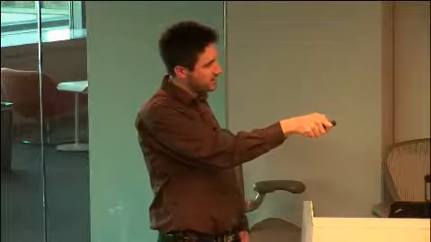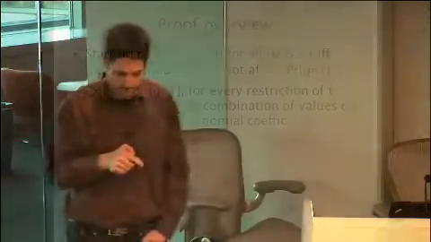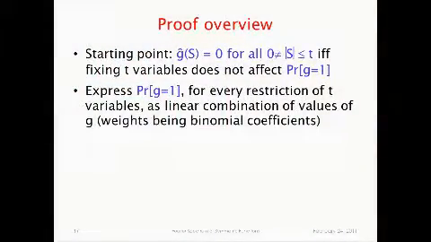Okay, so by the Shao-Massey theorem, this means that no matter how we fix T variables, it will not affect this probability. Right? This is the theorem that I cited. I will cite it again soon. Okay, from this, what we will do is the following. We will express this probability for any restriction of T variables.